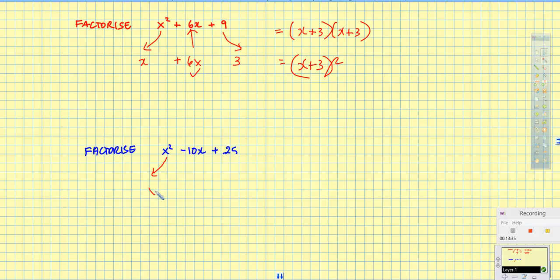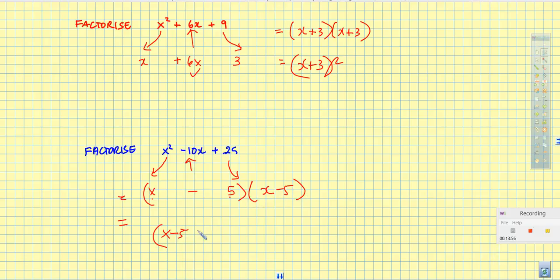I would take the square root of the first. I would take the square root of the last. Now if I actually multiplied these two together, x times 5, that would give me 5x. But if I multiplied it by 2, it would go to 10x, which would give me my middle term. So my answer is going to be x minus 5 times x minus 5. So there is my perfect square: x minus 5 all squared.